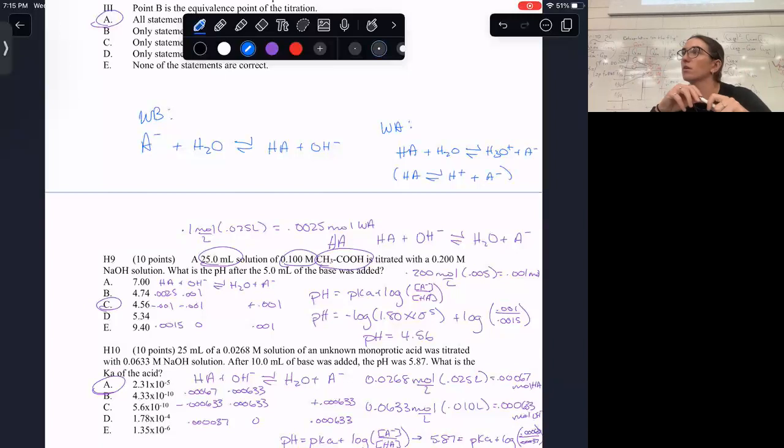At the half equivalence point, the molarity of your weak acid and weak conjugate base are equal. So your pH is equal to your pKa.